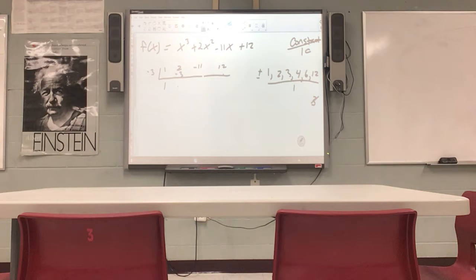1 times -3 is -3. I add and get -1. -1 times -3 is 3. I add and get -8. -8 times -3 is 24. I add and get 36, not 0. So far we've tried 3 and -3, and neither one of those work.